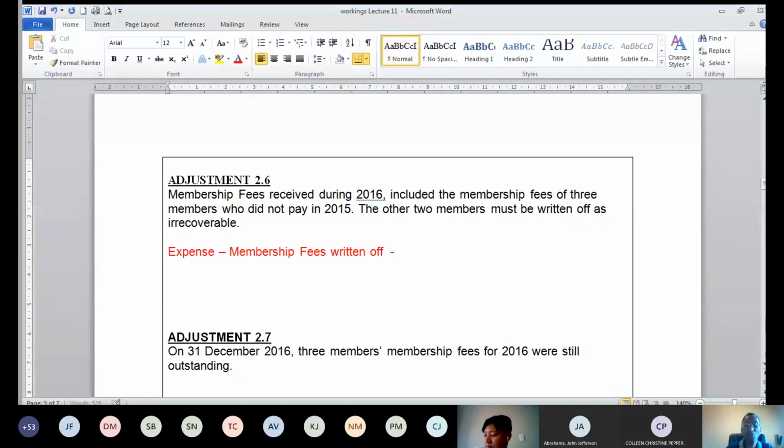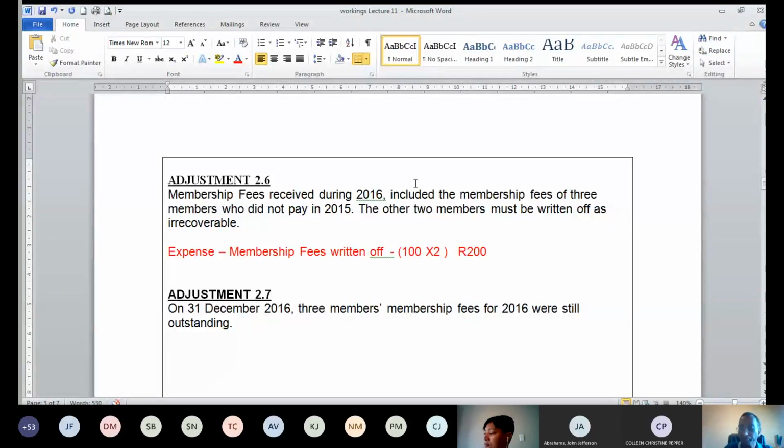Okay, some textbooks also refer to this as your credit losses. And remember, in 2015, the membership fees were 100 Rand per member. So 2 members, we are going to write off their accounts, and that is the amount of 200 Rand. Okay. Remember, they are also now not members of the club anymore. We will write off their accounts as irrecoverable, and they will not share in the benefits of being a member of this club anymore.